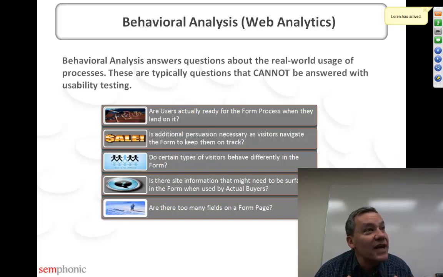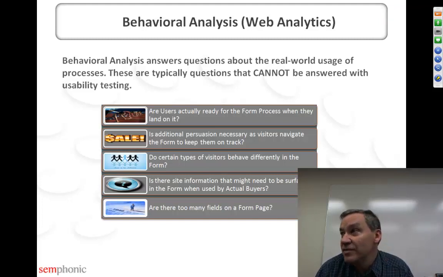Right? If you're just given a task, you'll probably just go through and do whatever the task is. But buyers sometimes have different problems, different needs, different things they want to think about. So again, there are behavioral things that may show up that would never show up in traditional usability testing.